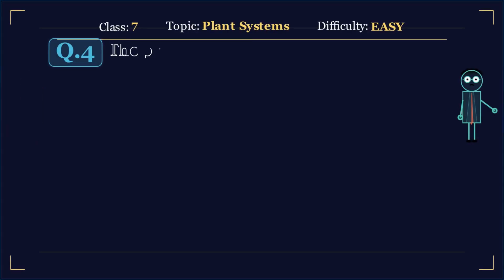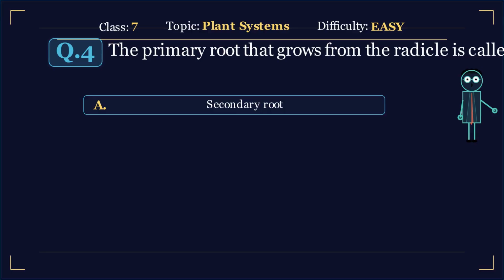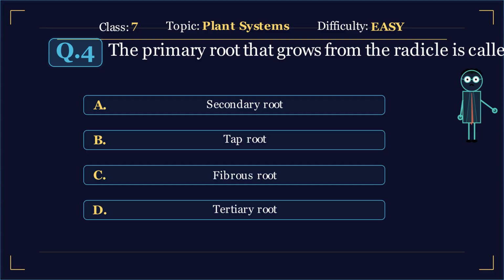Question 4. The primary root that grows from the radicle is called: Option A, secondary root. Option B, tap root. Option C, fibrous root. Option D, tertiary root. The correct answer is option B.